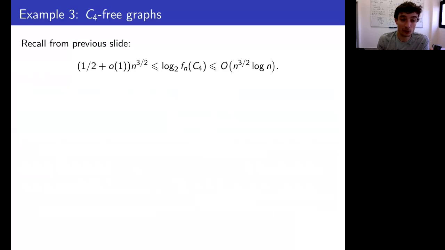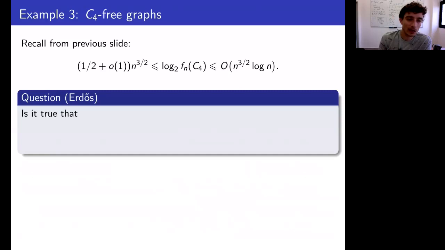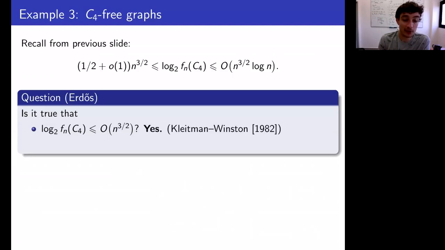Since I don't want to write exponents all the time, let's take the logarithm of all the sides. So the previous slide says that the logarithm of this number is between 1/2 of n to 3 over 2 and n to 3 over 2 log n. Erdős asked 2 questions in the 70s. First, can one improve the upper bound by eliminating this logarithmic factor? And the answer is yes, and this is what I'm going to present in the next few slides.